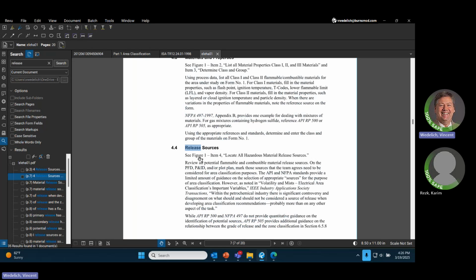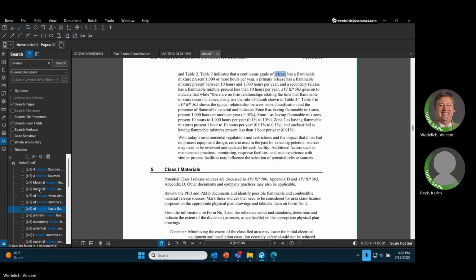Release sources, right? Material sources. Let's keep looking. In table 2, a continuous. Okay, so what it's telling you is, is it continuous? That means the mixture would happen more than 1,000 hours per year. Is it a primary release? Has a mixture of 10 to 1,000 hours of leaks per year? Or is it a secondary release?